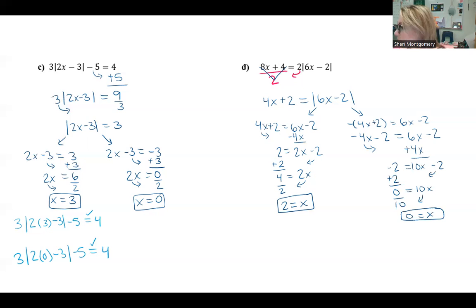I'm not sure, so I need to make sure that I check them. To check them, I'm going to jot down what I see and plug in 2 and 0. So I get 4 times 2 plus 2 equals the absolute value. And I also have to check the other one.